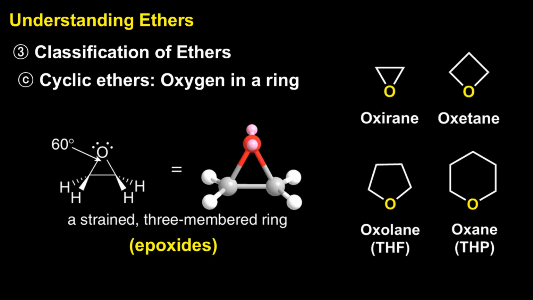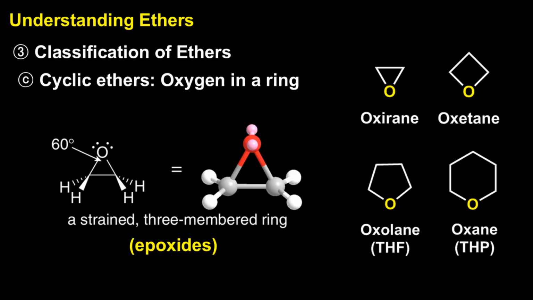Here's another important type: cyclic ethers. These are ethers where the oxygen atom is part of a ring structure, and one key example is an epoxide, also known as oxirane. It's a 3-membered ring with an oxygen in it. And because the bond angles are so tight, around 60 degrees, there's a lot of ring strain. And that strain makes epoxides a lot more reactive than regular ethers.